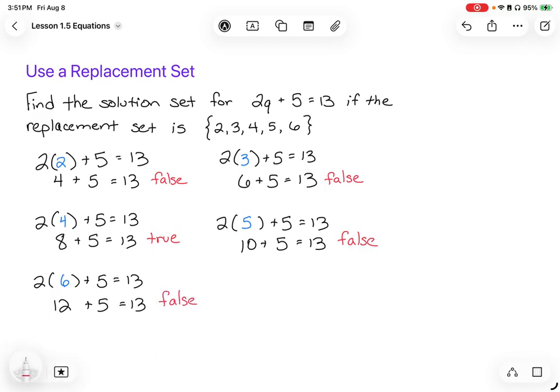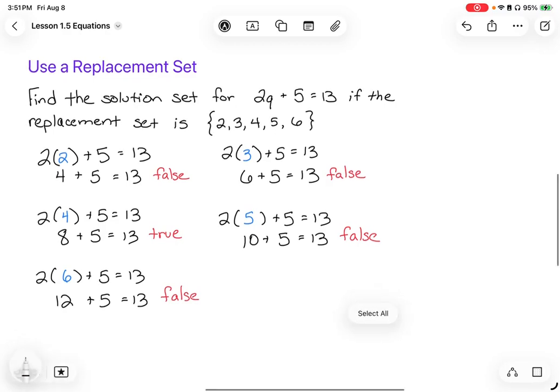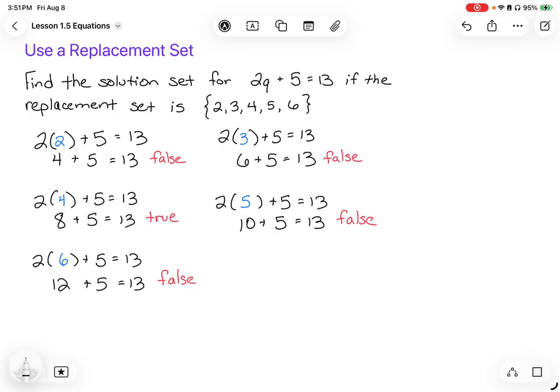You may be wondering, once we got to 4, couldn't we have stopped? Once we found 4 being a true statement, didn't we know that 5 and 6 weren't going to work either? And the answer is, in this equation, yes, we did know that there was only going to be one answer. We'll talk a little bit later about how you can see immediately how many answers an equation is going to have. But some equations will have multiple answers, so just because we find one that works doesn't mean none of the others will work. But in this case, only one did work.